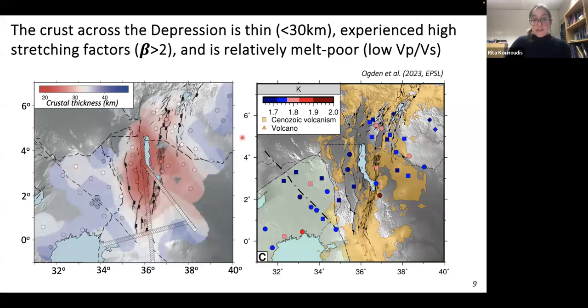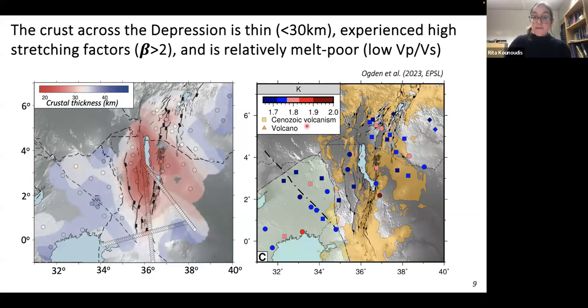But what we find in the crust is that it's significantly stretched. Crustal thickness reaches up to about 20 kilometers below and to the west of the lake. And stretching factors would have been quite high, so more than about a factor of 2, which is more typical of a mechanical type stretching as opposed to magma-assisted rifting, where you wouldn't expect to thin the crust as much. But despite having a thin crust, which probably gave rise to its low elevation, and being underlain by a mantle plume, its crust is relatively melt poor.